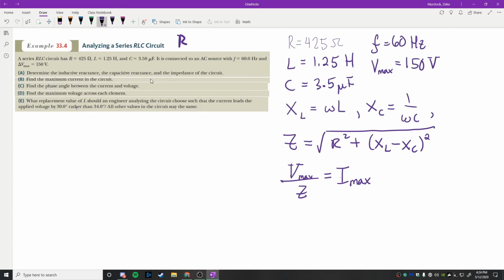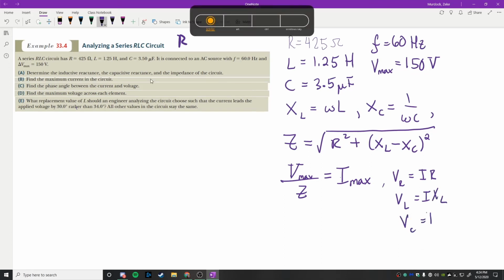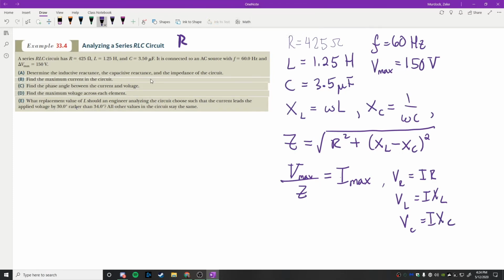Maximum voltage across each element. To figure that out, for example, V sub R is just IR. VL is I times XL. And VC is I times XC. This is a 100% just plug and chug problem. Oh, and I guess the last piece is that omega is equal to 2 pi times F.